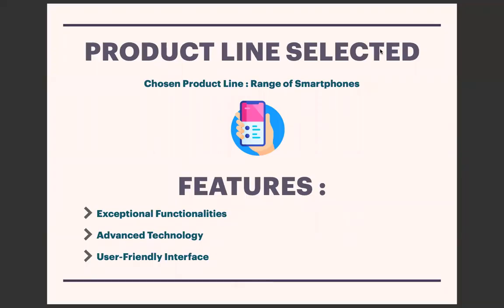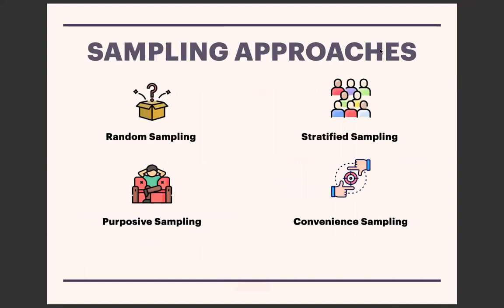So, selecting a product line. The product line that I have chosen is to import a range of smartphones, and these smartphones are designed to provide users with exceptional functionality, state-of-the-art features, and a user-friendly interface. Our goal is to offer consumers the latest advancement in smartphone technology by providing them with a device that meets their needs and enhances their digital experience. Moving on to the next slide.